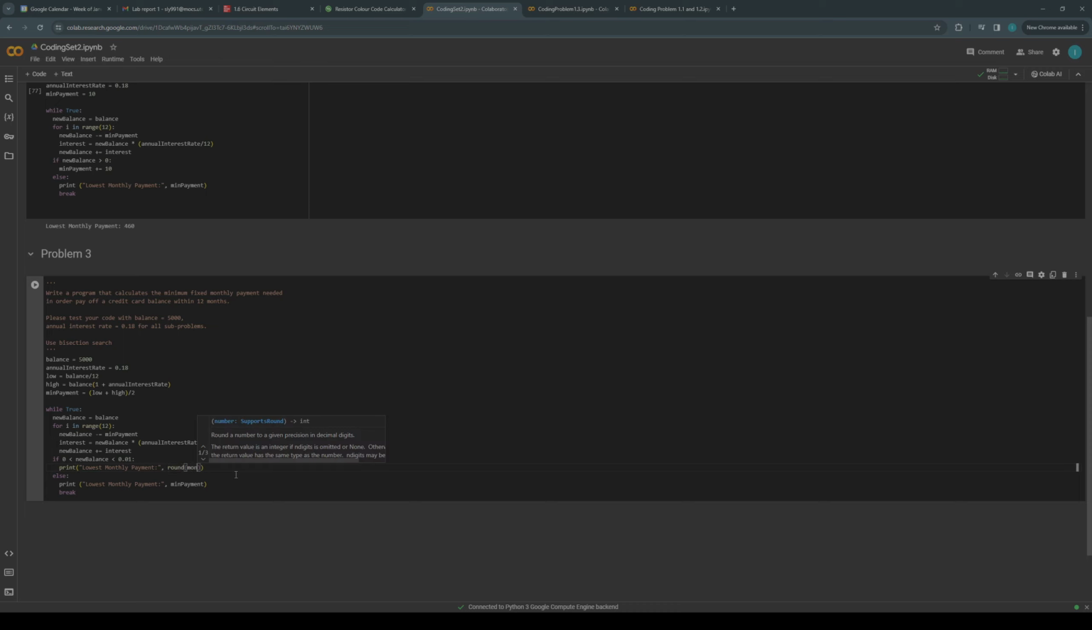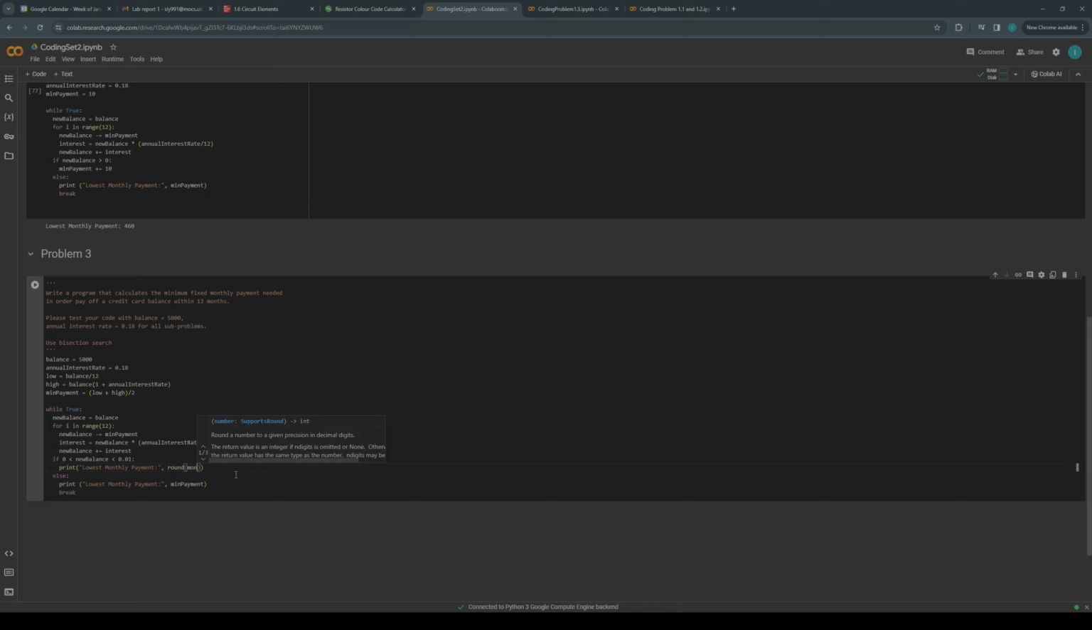What am I doing? It's minimum payment. I don't know why I was typing that in. Minimum payment, and we're going to round that to 2 decimal spots. There we go. So yeah, we print, and then this is where it gets very interesting. Sorry, that's not right.